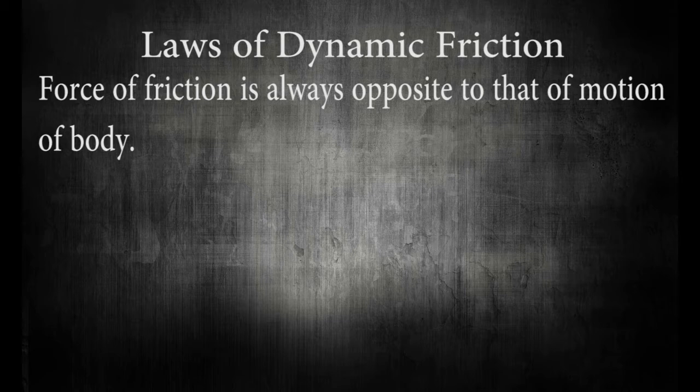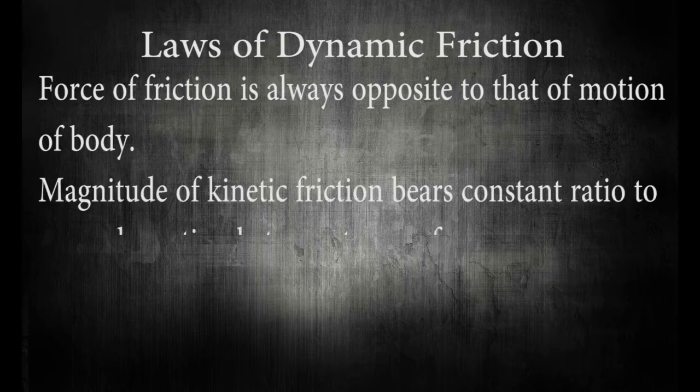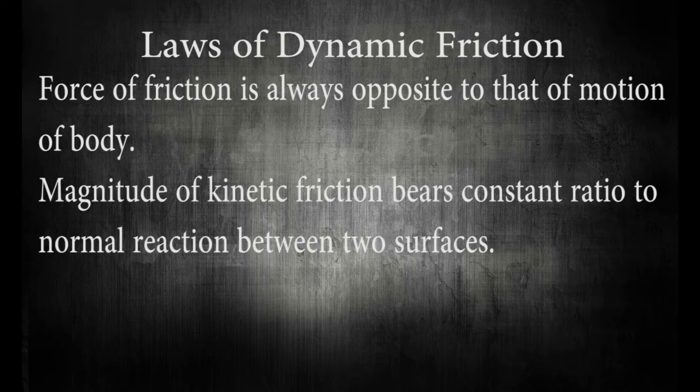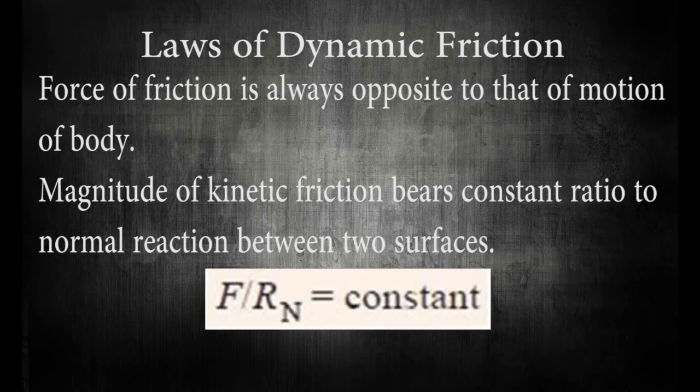Another law says that the magnitude of kinetic friction bears a constant ratio to the normal reaction between the two surfaces. Means again, the ratio F upon Rn is equal to constant, which we have already seen in the laws of static friction. At that time it was the magnitude of static friction, and this time it is the magnitude of kinetic friction, but the law remains the same, that F upon Rn is equal to constant. This is for the dynamic friction.